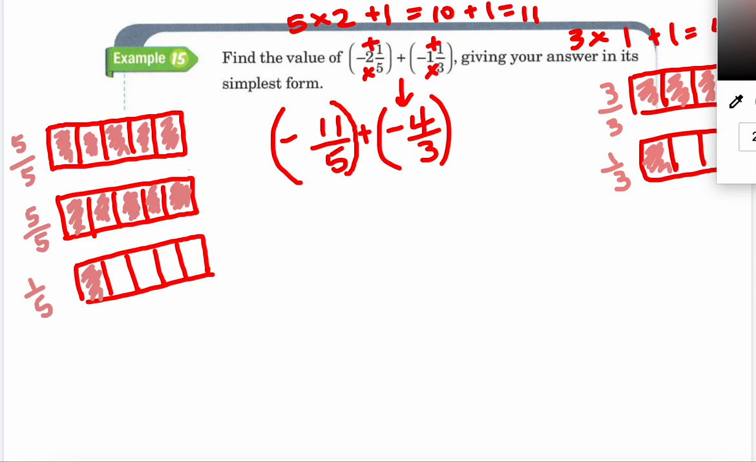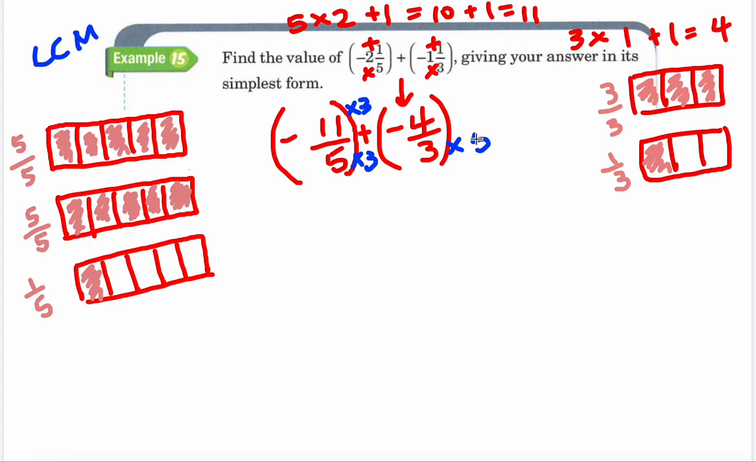Now let's figure out what the common denominator is. I have fifths and I have thirds. What's the common denominator there? The least common multiple. Well, the least common multiple would be 15 because 5 and 3 can both multiply to get to 15. Okay, so 5 would multiply by 3. Remember top and bottom to keep it equivalent. And the 3 would multiply by 5, top and bottom, right?